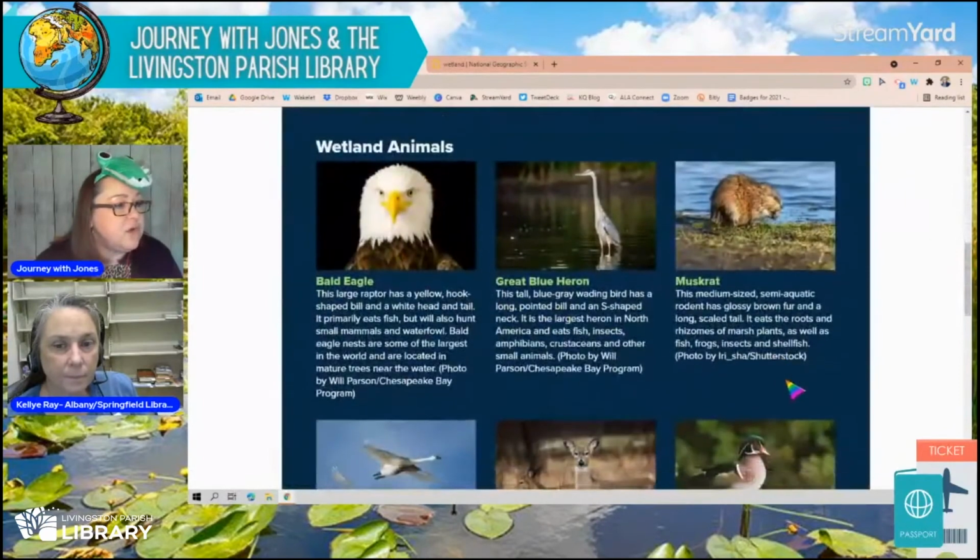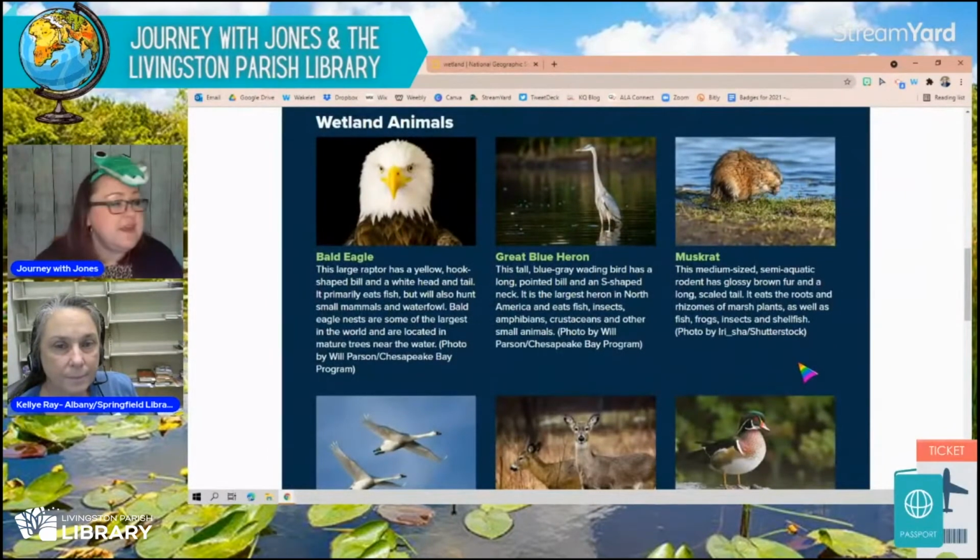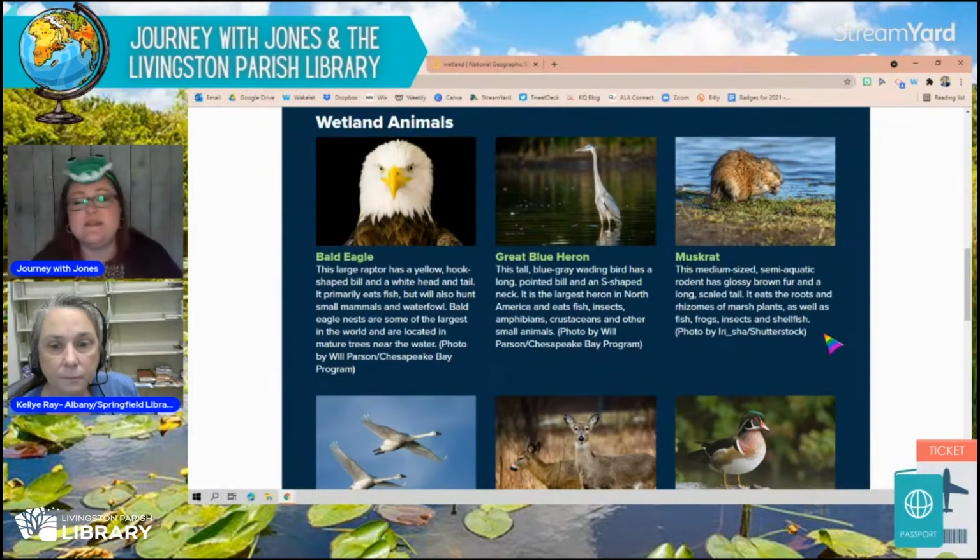Now we're going to look at a few more. Here are some more wetland animals. Let's take a look at the muskrat, which to me looks a little bit like a nutria rat, which you would see here in Louisiana, but it is not the same thing. It's different. It's a medium-sized semi-aquatic rodent. It has brown fur. You can find it in parts of Europe, Asia, and South America. It's found in wetlands in a wide range of climates and habitats, but mainly in wetland habitats.